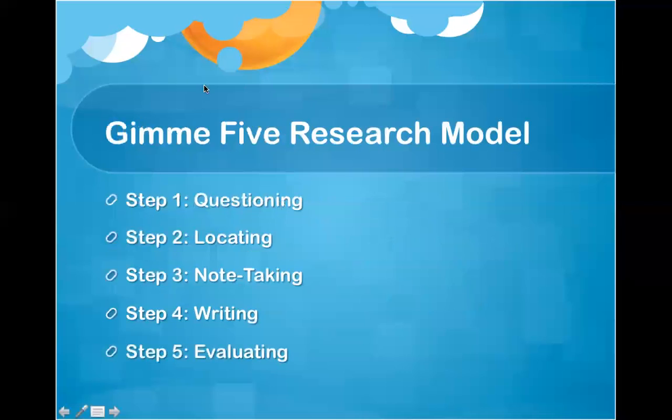The first model I looked at was the Give Me Five research model. It contains 5 steps, the first one being questioning, followed by locating, note-taking, writing, and then evaluating. I felt that the strengths of this model were that there were only 5 steps. It doesn't appear to be daunting or cumbersome to both teachers and students. The steps are sequential, building off of one another, and they can also be easily adapted to various grade levels and content areas.